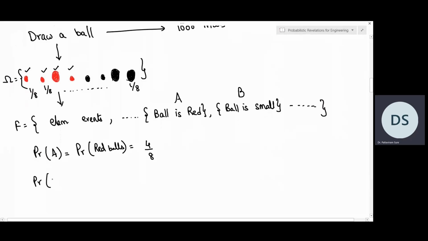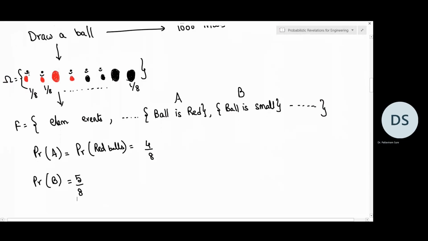Same way, probability of B. B stands for ball being small. So how many balls are small? 1, then 2, 3, 4 and 5. So we have a total of 5 balls which are small. So 5 elementary events, hence this probability is 5 by 8.